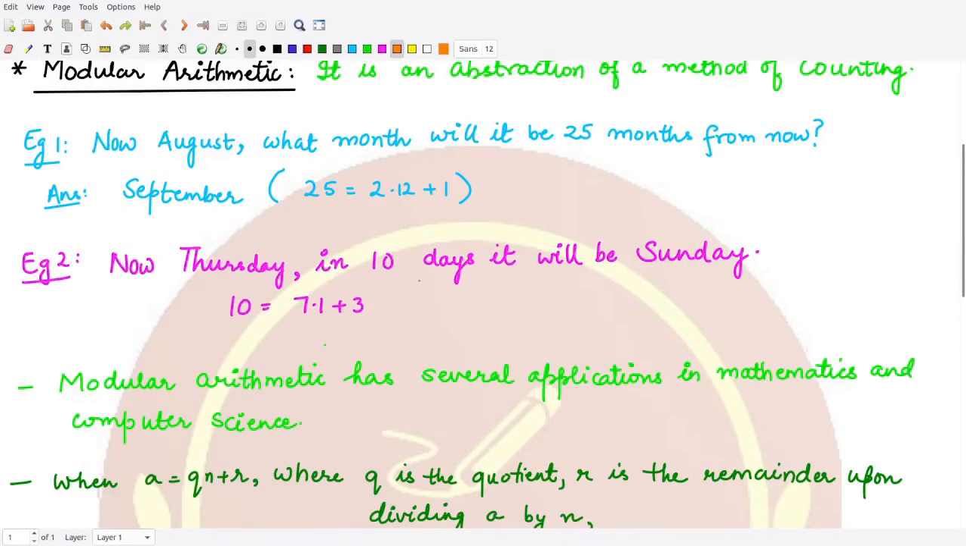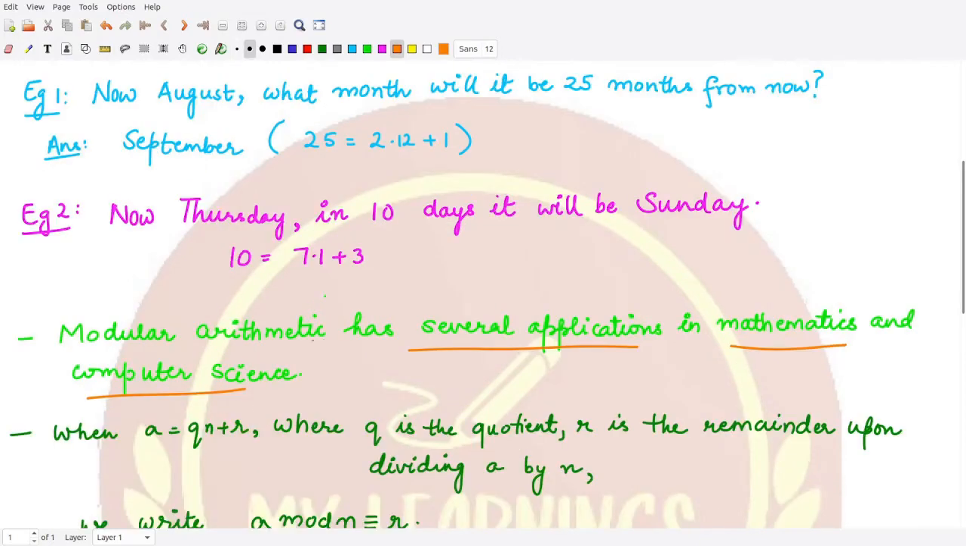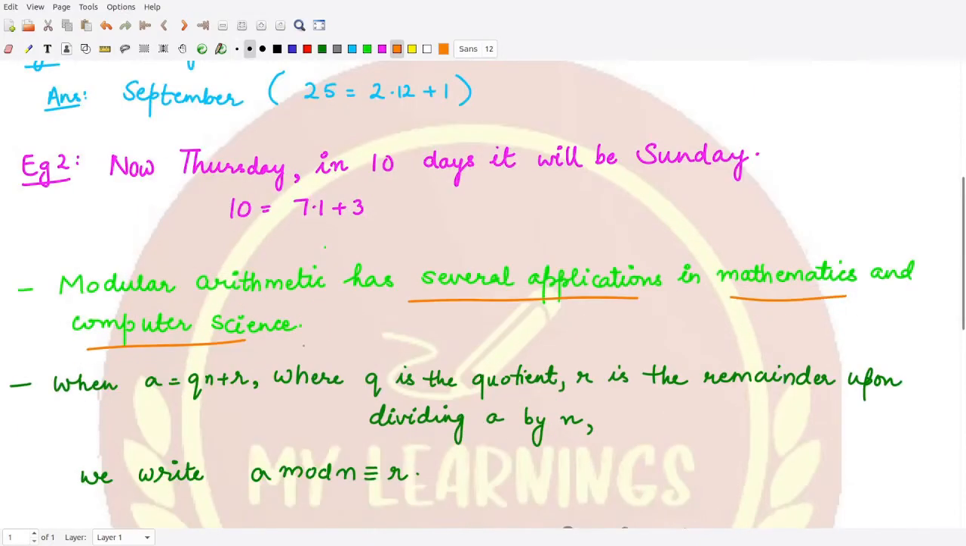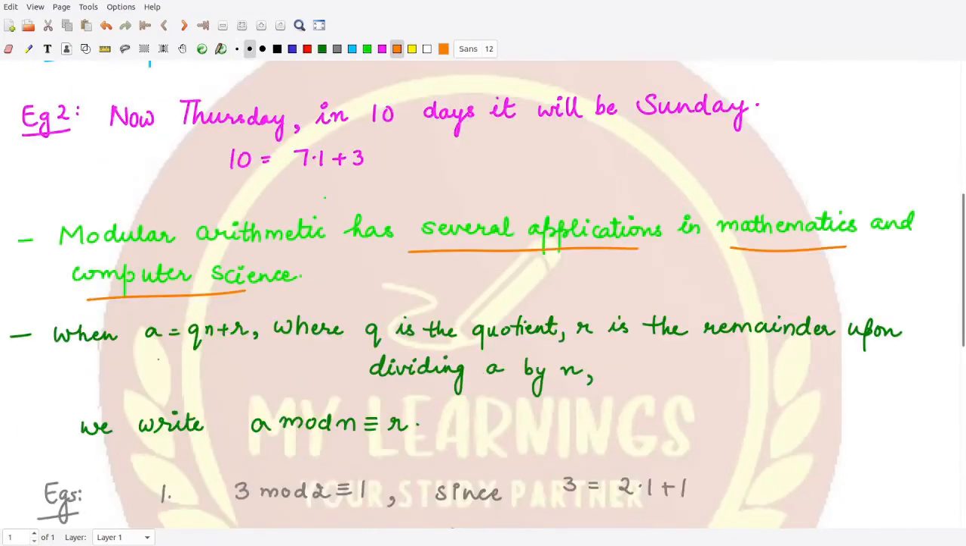So let me tell you more things. Modular arithmetic has several applications in mathematics as well as computer science. So how in mathematics do we use it? First of all, as I have told you, you can write any two numbers a and n in this form: a is equal to qn plus r, where q is the quotient and r is the remainder when you divide a by n, right? n is the smaller number, a is the bigger number.